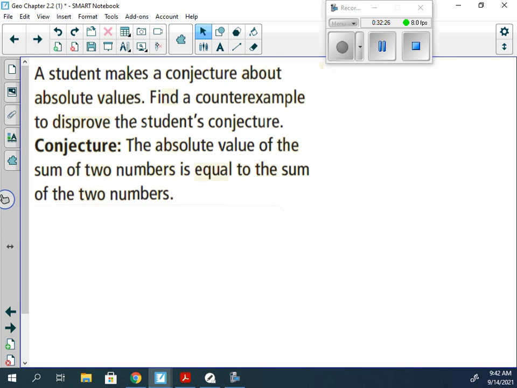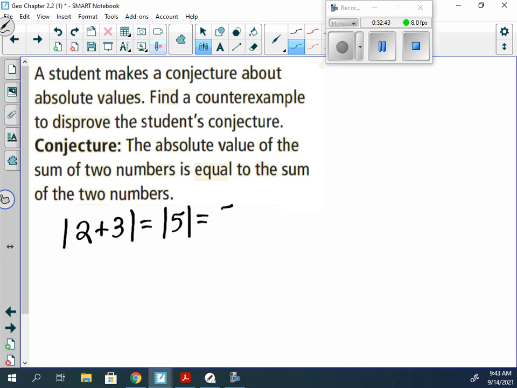The conjecture that we have here: the absolute value of the sum of two numbers is equal to the sum of two numbers. So I'll just throw an example up here. The absolute value of, say, 2 plus 3 is equal to the absolute value of 5, which is equal to 5. Yes? Well, 2 plus 3 is equal to 5. We came out with the same number, yes? And that's what it's saying. The absolute value of the sum of two numbers is equal to the sum of those two numbers.